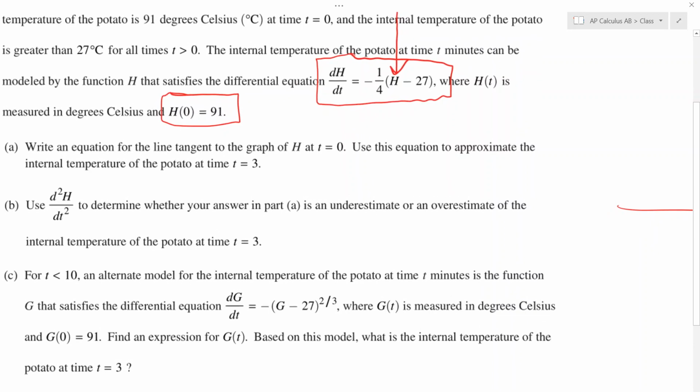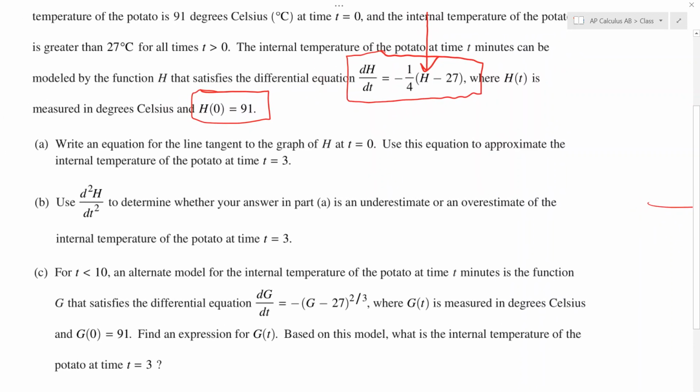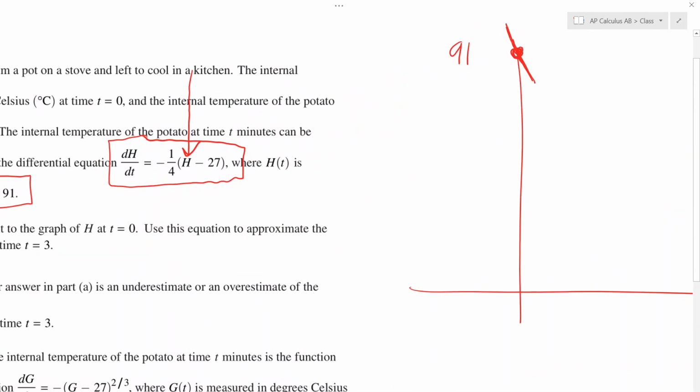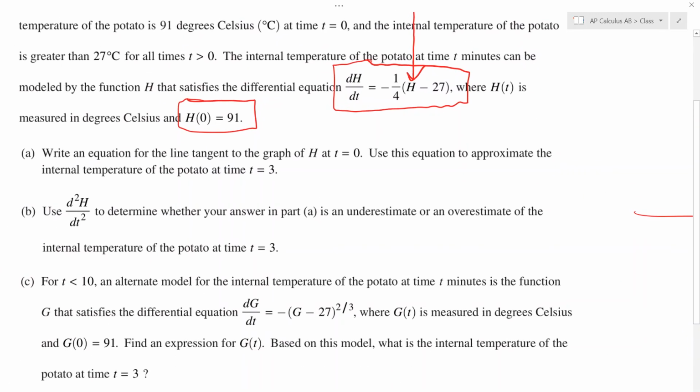Oh, what luck. The first question is find the tangent line to H. Does it make sense? I just kind of drew it right there. At 0. Remember we said the tangent line needs 3 pieces? A y value, an x value, and a slope. Well, they gave me the x value is 0. Please don't let the t equals 3 confuse you. Read this part by part. Find the tangent line to H at 0.